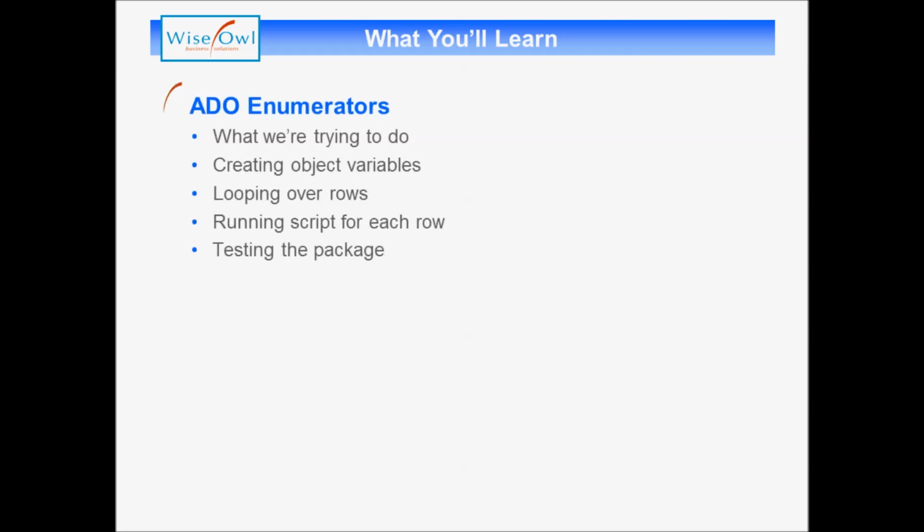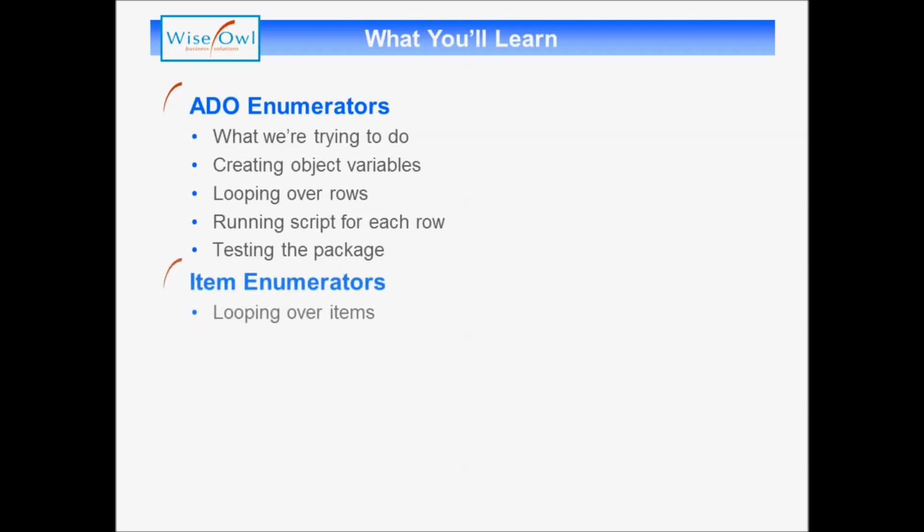We'll begin by looking at the most common enumerator, ADO enumerators. We'll show what we're trying to do. We'll create an object variable to temporarily hold a set of rows. We'll then show how to loop over each row in that set, running some script for each row in turn, and then we'll test out the entire package to see if it's done what we thought it should.